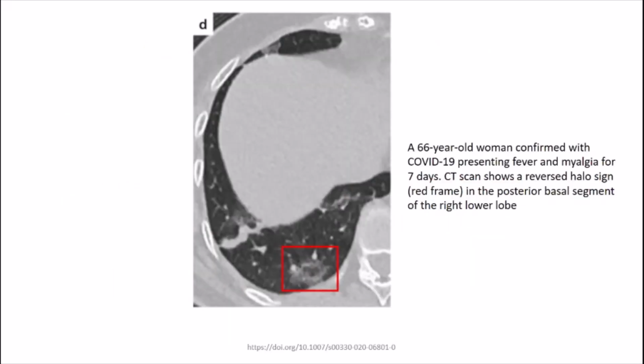So the atoll sign, or the reversed halo sign: this is a 66-year-old woman confirmed with COVID-19 presenting with fever and myalgia for 7 days. The CT scan shows a reversed halo sign. So the center is ground glass surrounded by an incomplete or complete ring of consolidation in the posterior basal segment of the right lower lobe.